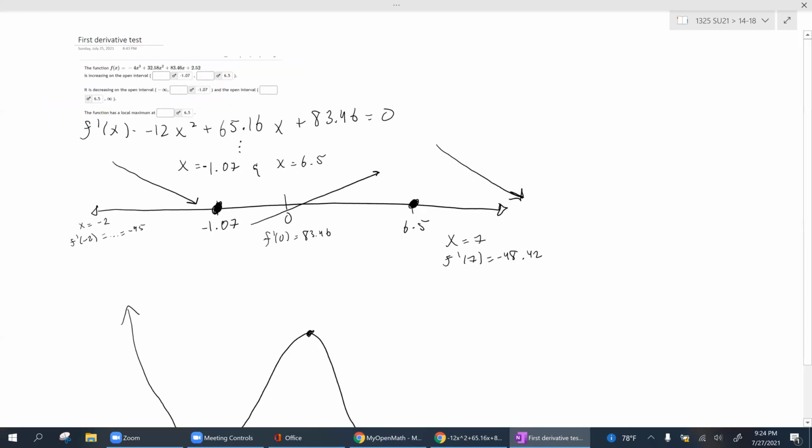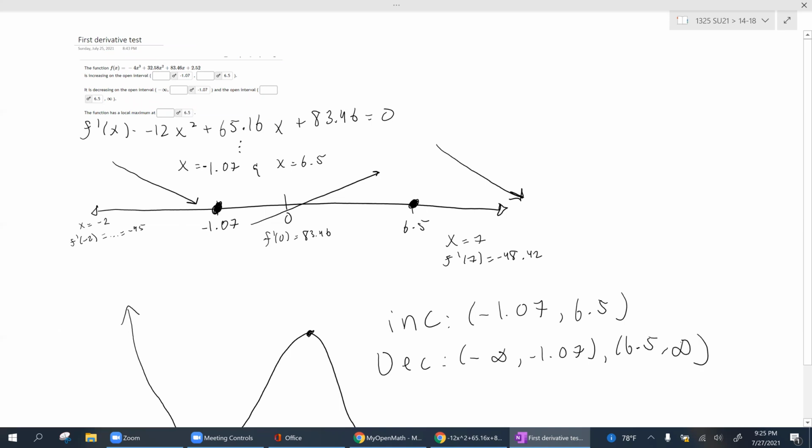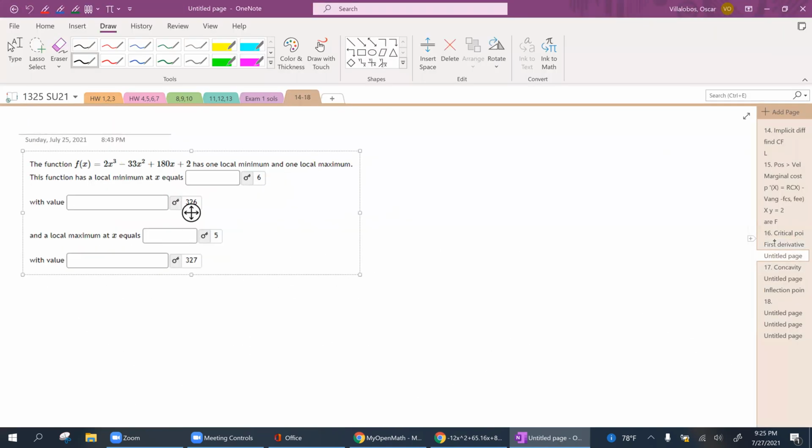If I wanted to know the interval in which this is increasing, you're going to go ahead and use your x values. Well, I used the first derivative test, so it is increasing between negative 1.07 and 6.5. And we know that this is decreasing between negative infinity and negative 1.07, and between 6.5 and infinity. So very nice. That right there is applying the first derivative test.